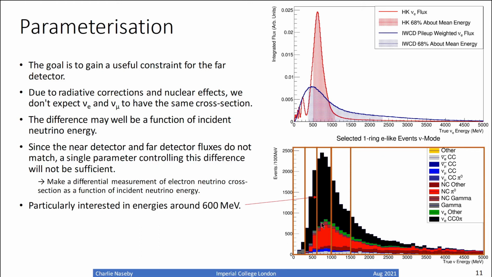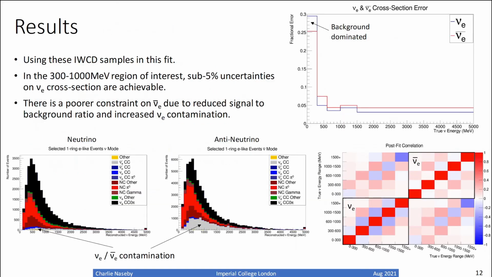So we take our electron neutrino sample and our antineutrino samples, we split these into several different regions and assign a separate independent normalization parameter to each region. We're especially interested in the constraint offered around this flux peak at around 600 MeV, and as you can see, we have a large enough sample here to expect good results.